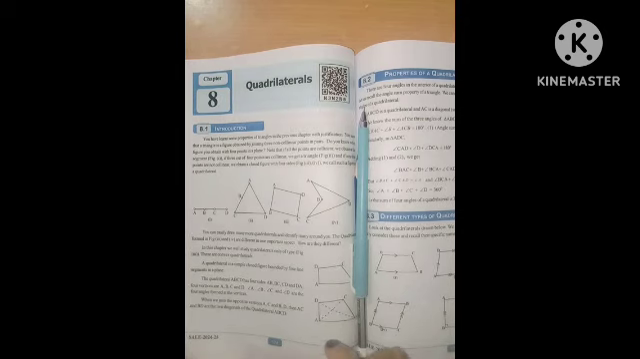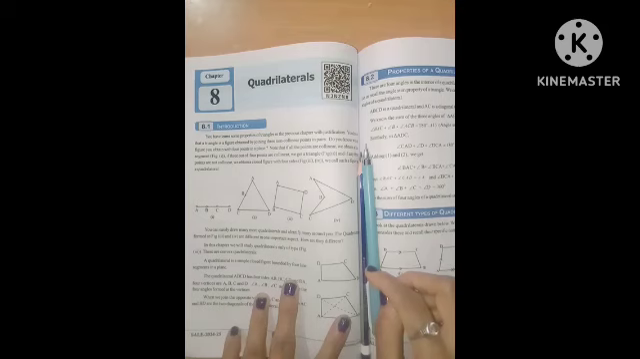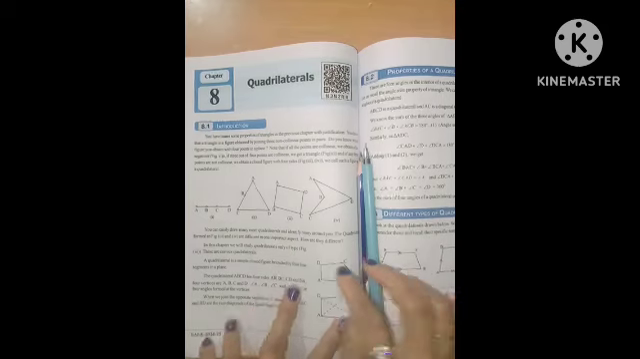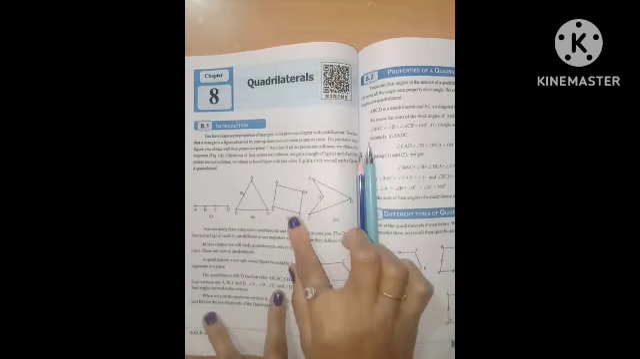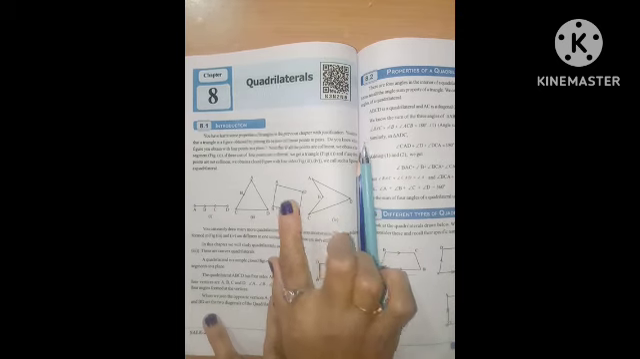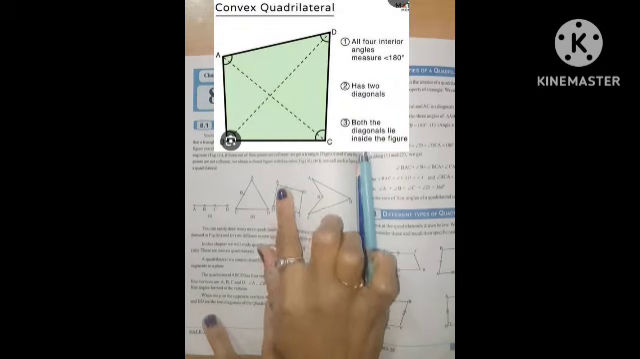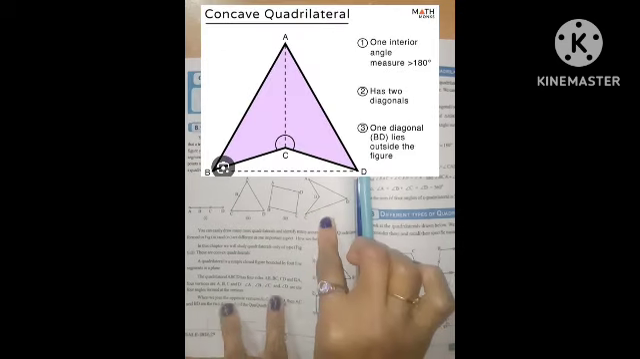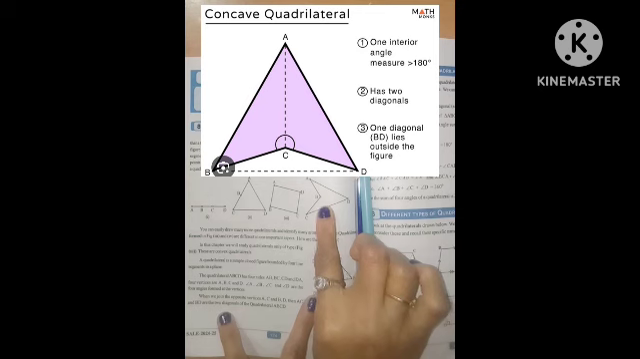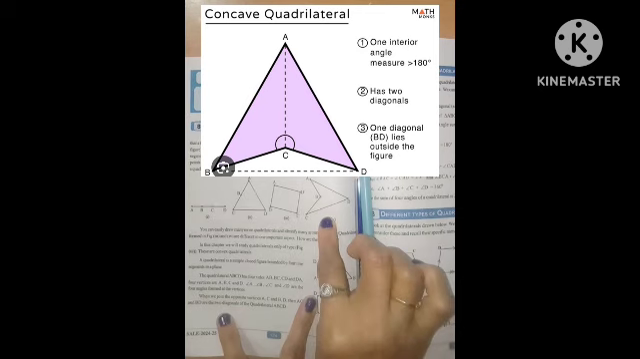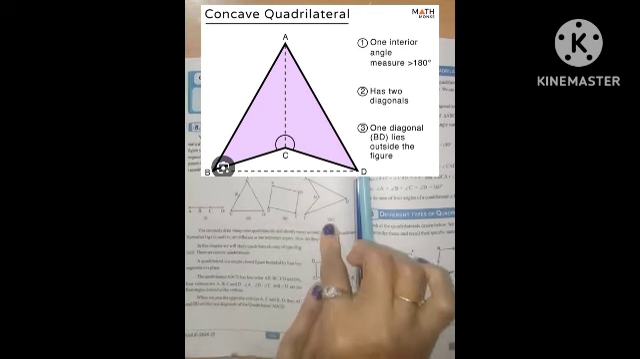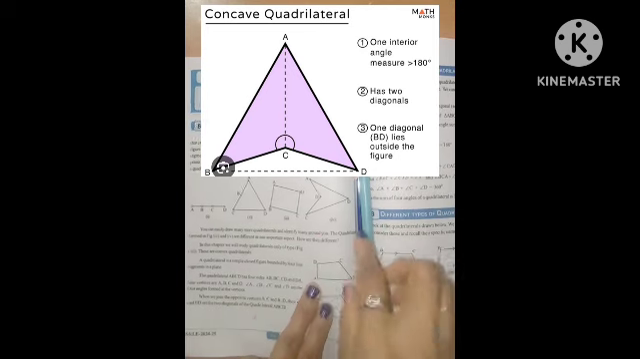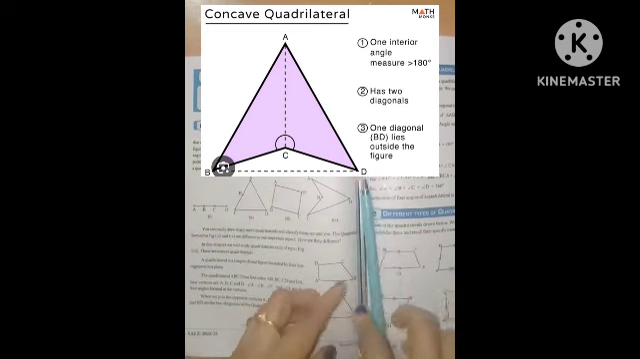A quadrilateral in which all four angles are less than 180 degrees. How many sides does a convex quadrilateral have? Four sides, with all interior angles less than 180 degrees. And next, the concave quadrilateral, how many sides does it have? Four sides. One angle is more than 180 degrees.